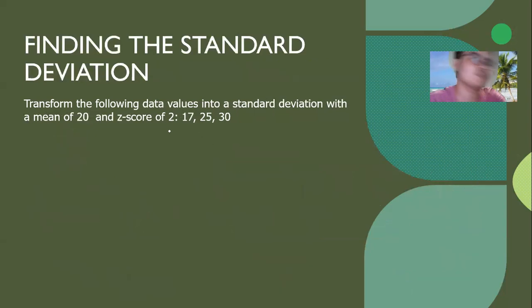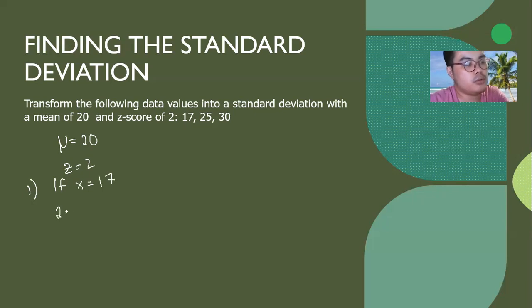Okay, next. Our standard deviation is unknown. So we're going to write the given mean. Then the z-score is 2. So number 1, you're going to find if your x is 17. So what we're going to do is use the formula of the z-score.